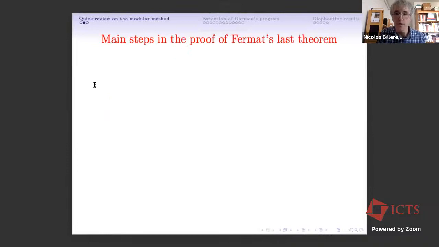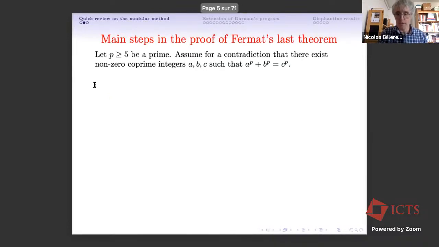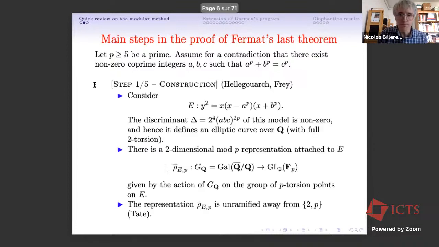So as I said, I will focus on the case of Fermat's last theorem, because it is on this equation that the modular method was used for the first time. To fix notation, I will take p to be a prime greater than or equal to 5. The whole proof of Fermat's last theorem is by contradiction. So I'm assuming that there exist non-zero coprime integers a, b, and c, satisfying a^p + b^p = c^p. So there will be 5 steps in the modular method.